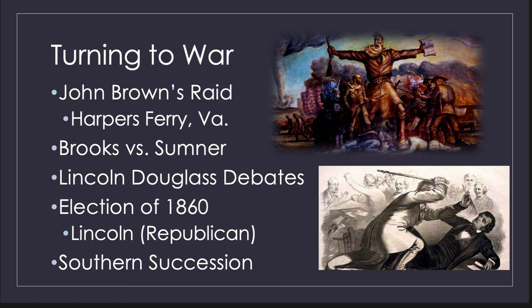Virginia troops are going to seize the fort, arrest Brown. He's going to stand trial in federal court for treason, because he's basically trying to overthrow the government in Virginia. And to Northerners, Brown is going to be a martyred hero. To Southerners, he's going to be a criminal who deserved his execution, which in the end is what he gets.